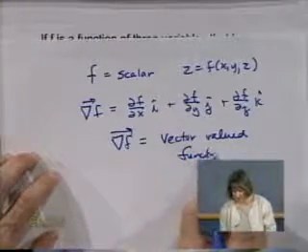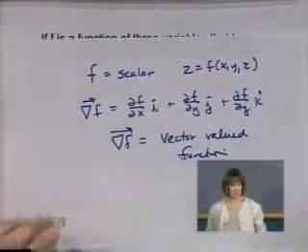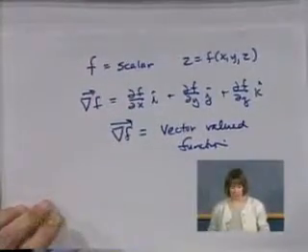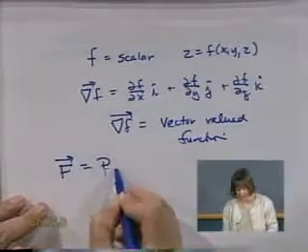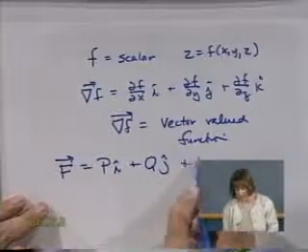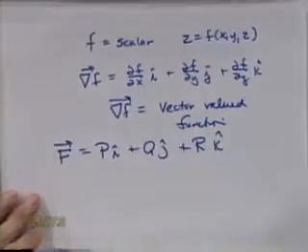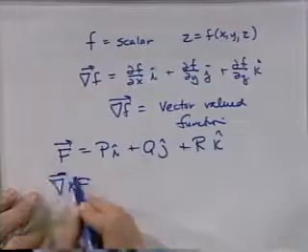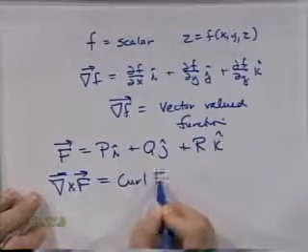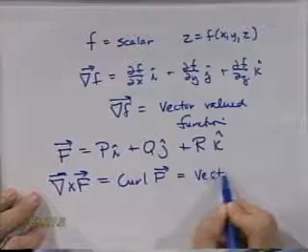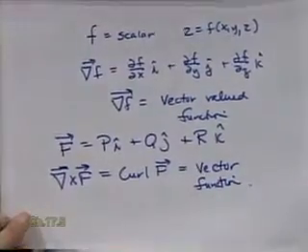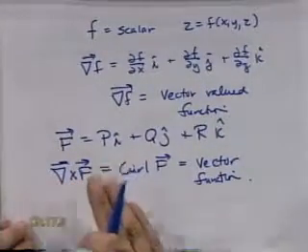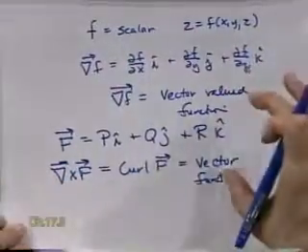But notice the gradient acted on a scalar function, like f of x, y, z equals x squared plus y squared plus z squared. Today, we have a function f which is vector valued. So it's going to have an x component, a y component, and a z component. When we take del cross f, which we can also write as the curl of f, what do we get? We get a vector valued function. Or you can call it a vector field. Okay? So the curl acts on a vector valued function. The gradient acts on a scalar function. Both of them produce vector valued functions.